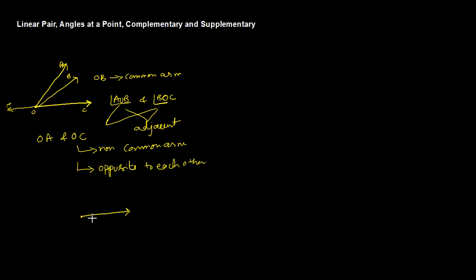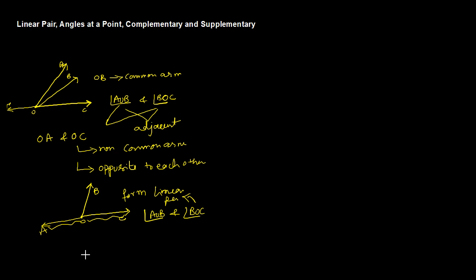So if I take OC and there is a common arm, it can be anywhere, and let's take an opposite ray to OC, which is OA. So OA is opposite to OC. Then we call these two angles a linear pair. They form a linear pair. Angle AOB and angle BOC form a linear pair. They should be opposite. It doesn't have to be that.